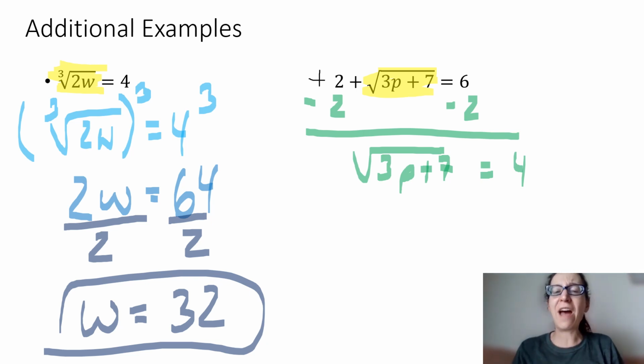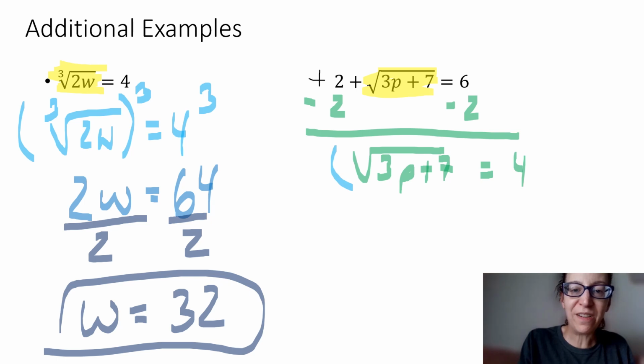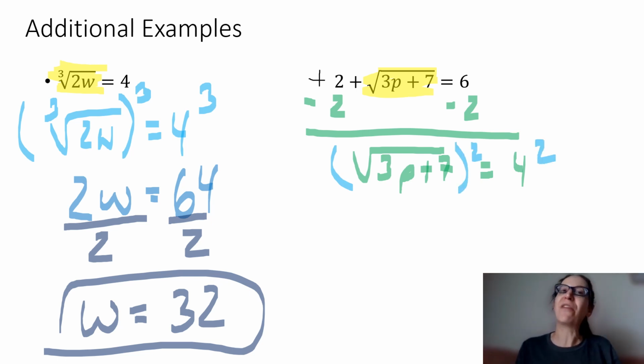So now that I have my radical isolated, now I need to undo it. So I've got the 3p plus 7, but it's stuck underneath the square root. I need to undo it. Well, how do I undo a square root? By squaring. And I just have to make sure I do the same thing to both sides. Got to keep it balanced. Okay, you can't just square one side of it, because then it won't be balanced.